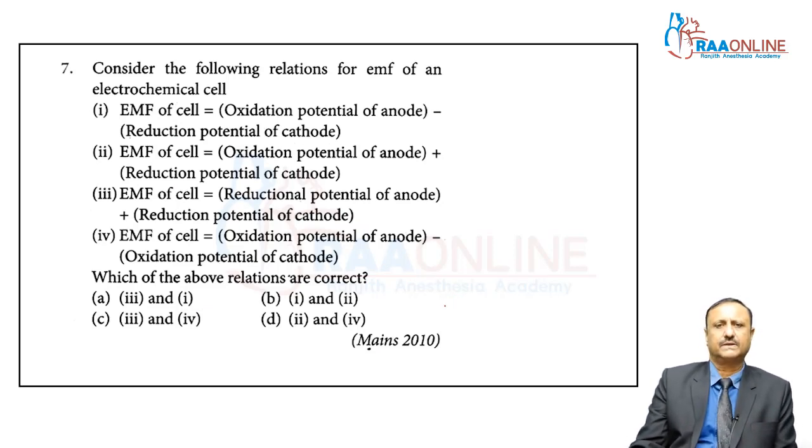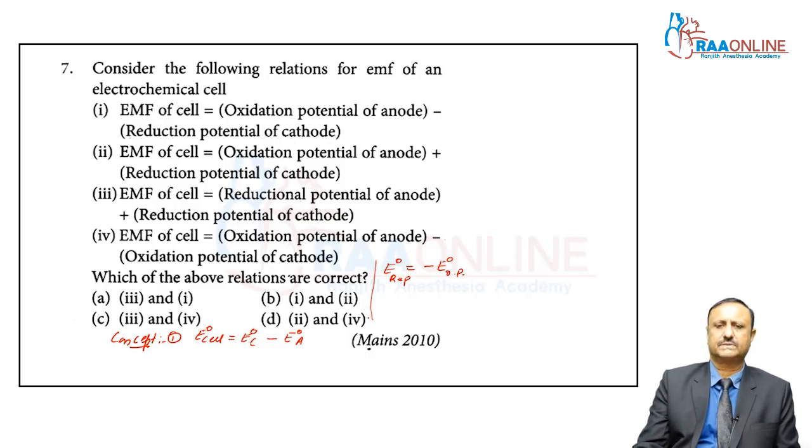Here, question number 7: consider the following reactions for EMF of an electrochemical cell. What is the concept, my dear students? First of all, the concept. Number 1, in an electrochemical cell, E naught cell equals E naught cathode minus E naught anode, but both are reduction potentials. And E naught reduction potential equals minus E naught oxidation potential.